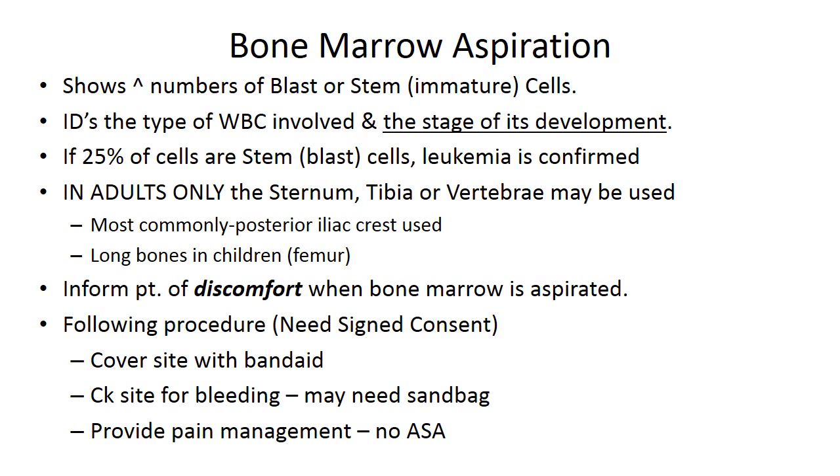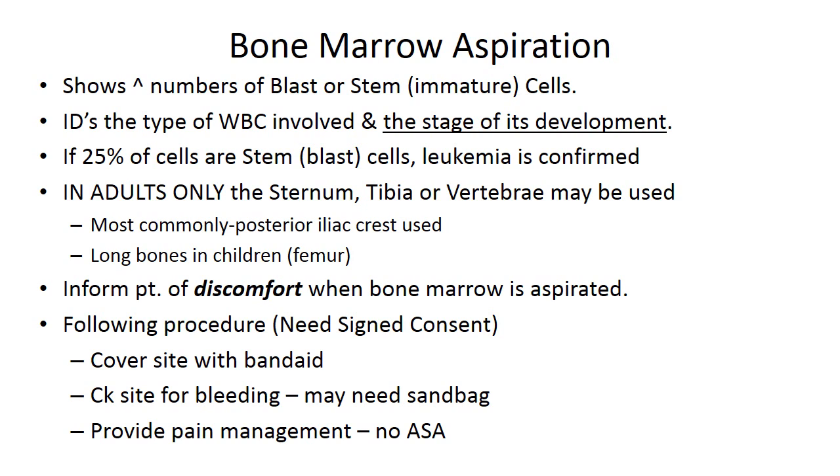If 25% of the cells are stem or blast cells, leukemia is confirmed in patients, and that is important to know, and then we can go on and figure out the stage of that development from the bone marrow aspiration. In adults only, the sternum, tibia, or vertebrae may be used, but most commonly the posterior iliac crest is used. And the picture on the previous slide did show that posterior iliac crest being accessed for the bone marrow aspiration. In children, those sites are actually contraindicated, and they prefer to use long bones such as the femur.